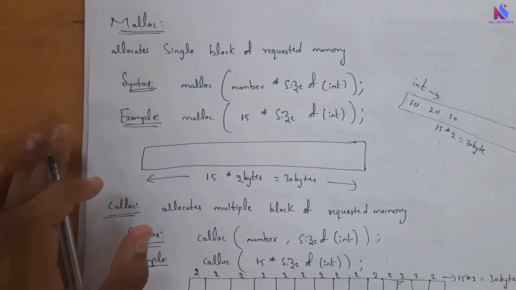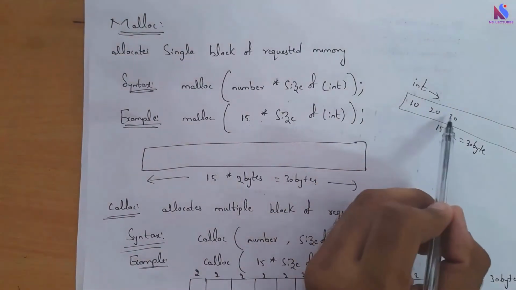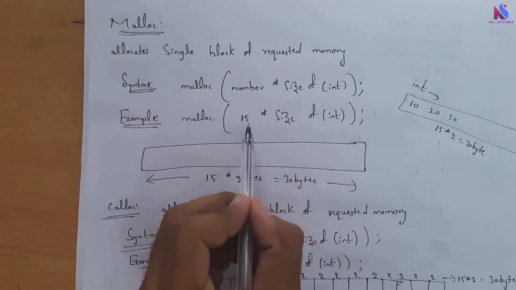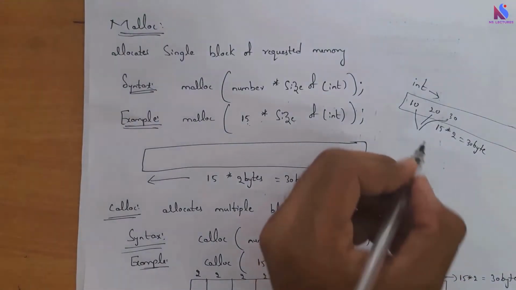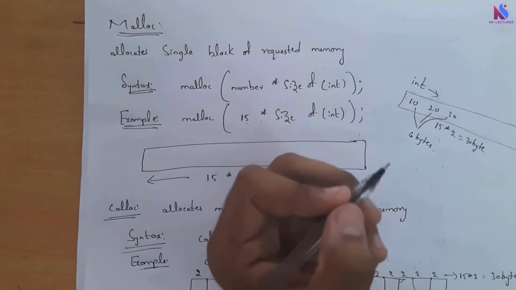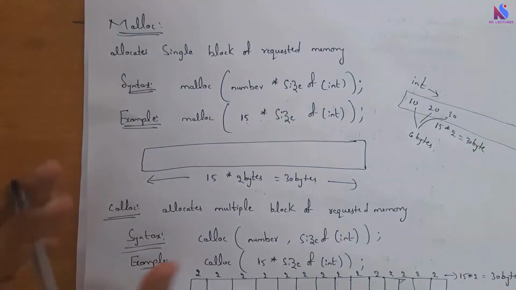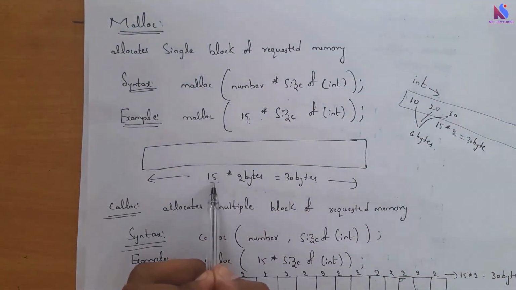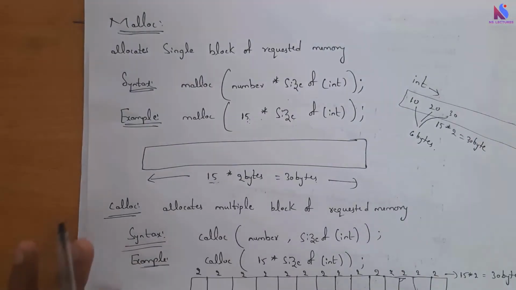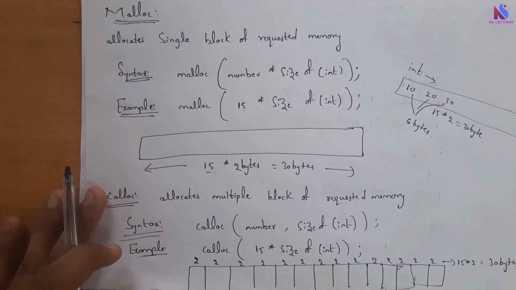For example, you may have a doubt: if I give only 3 values, though I gave size as 15, it will occupy size only for those 3. That is, it will occupy only 6 bytes of memory. This is the use of the malloc function. By using the malloc function, we can create a single block of memory of required size. Though I gave size as 15 here, if I give only 3 values, then it will occupy memory for only those 3 values. This is the malloc function. Next I will explain the calloc function.